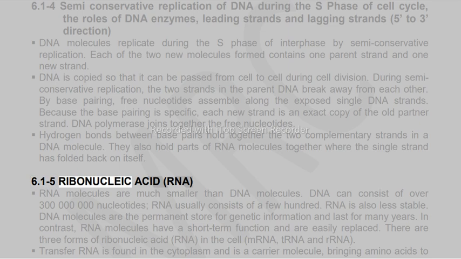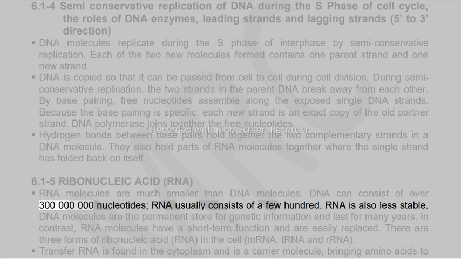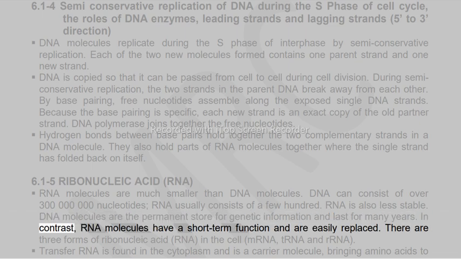6.1.5 Ribonucleic acid, RNA. RNA molecules are much smaller than DNA molecules. DNA can consist of over 300 million nucleotides. RNA usually consists of a few hundred. RNA is also less stable. DNA molecules are the permanent store for genetic information and last for many years. In contrast, RNA molecules have a short-term function and are easily replaced.